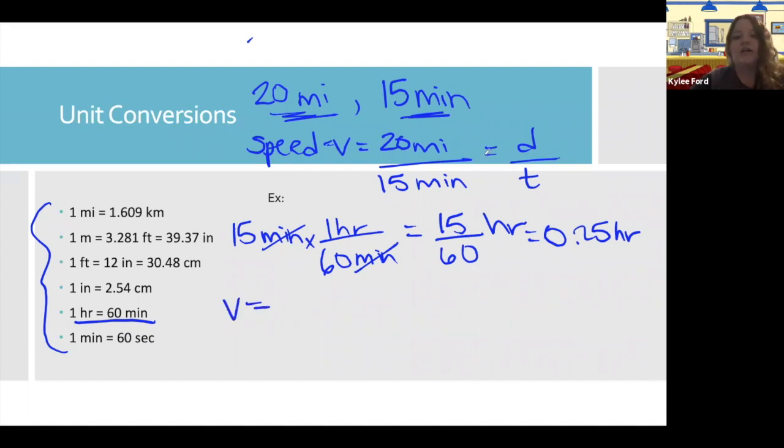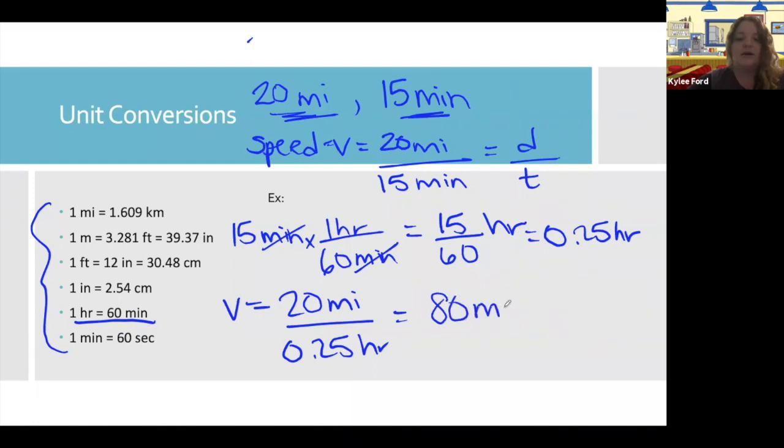Okay, so again, we're going to take our distance, 20 miles, and divide it by our time, 0.25 hours. Okay, and so if we do that, 20 divided by 0.25, we get 80 miles per hour. Okay, now 80 miles per hour, that is really fast. We're probably not going to make it on time, but that's okay.